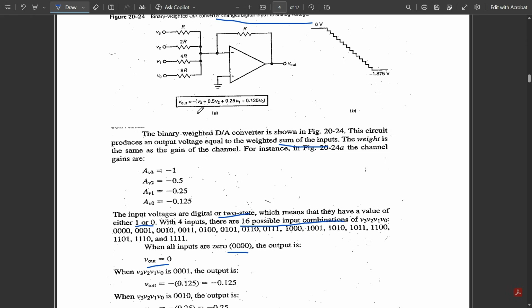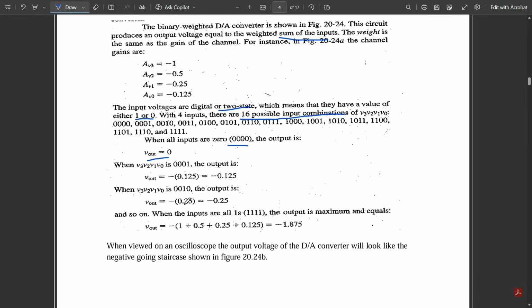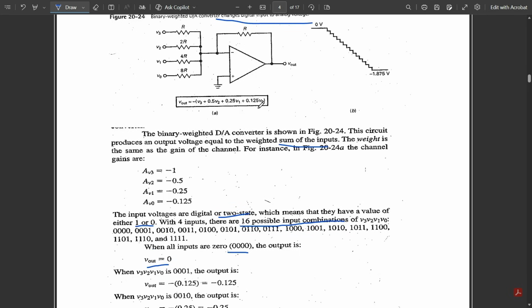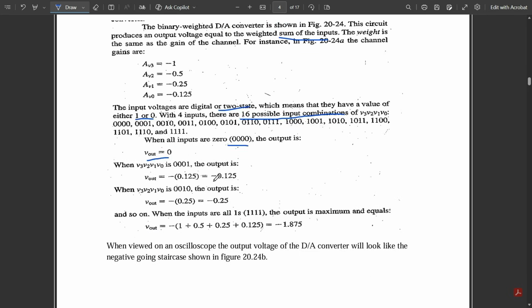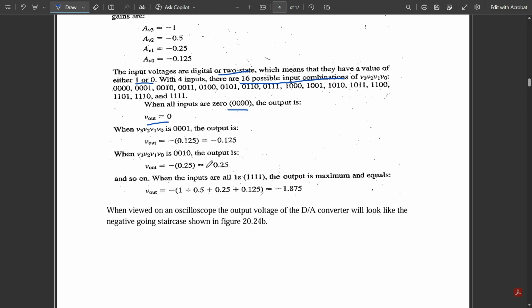So in this equation, V3, V2, V1, V0, all the values are 0. So automatically you would be getting V out equal to 0. Similarly, for the next combination, that is 0001, here at the final stage V1, the value is 1. So that's why we would be getting the answer as minus 0.125. Here at the next state, the value of V1 is 1, rest all are 0. So we would be getting minus 0.25. And overall, like that, you could be calculating the output value for each combination.